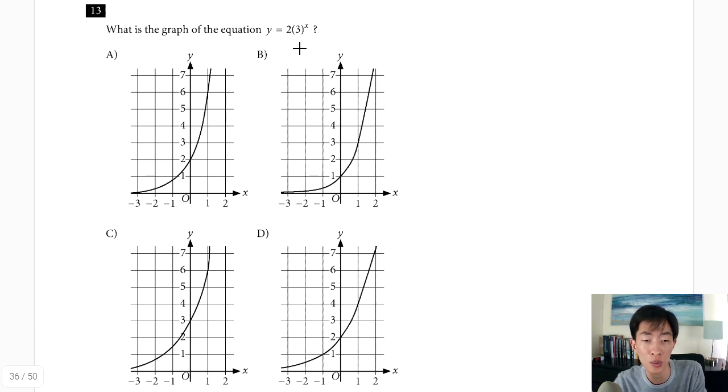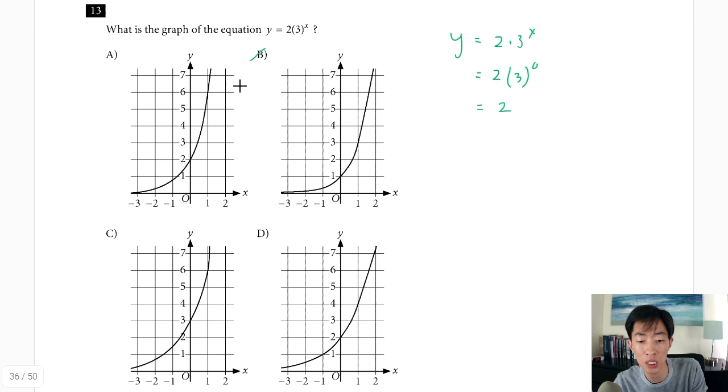The easiest test point is to find the y-intercept. Notice they all differ. And how do you find the y-intercept? Well, the y-intercept is where the graph crosses the y-axis, and at that point, the x value is 0. So we're going to take this equation, 2 times 3 to the x, and plug in 0 for x. What do we get? 2 times 3 to the 0, which is 2 times 1, is 2. So that tells us that when x is 0, y is 2.